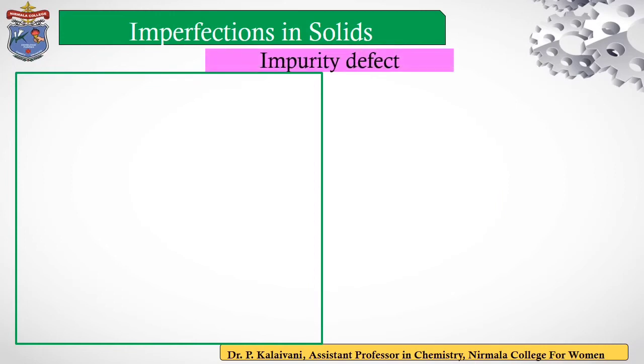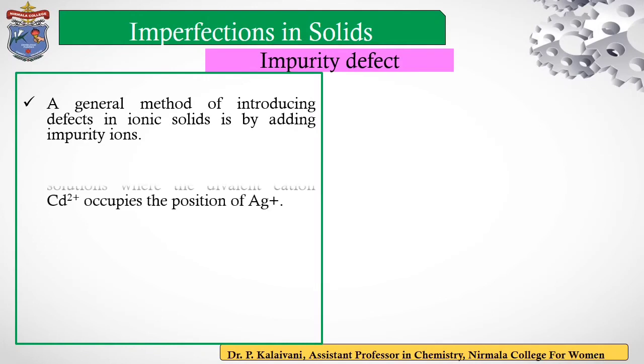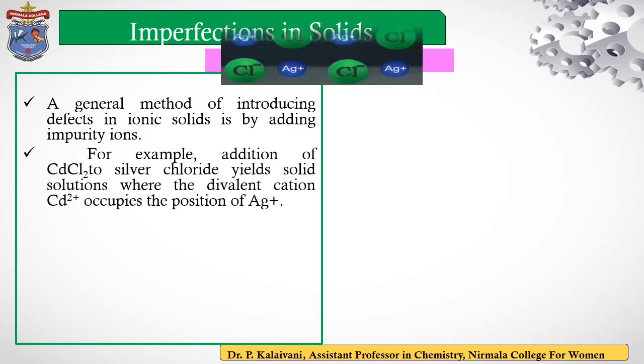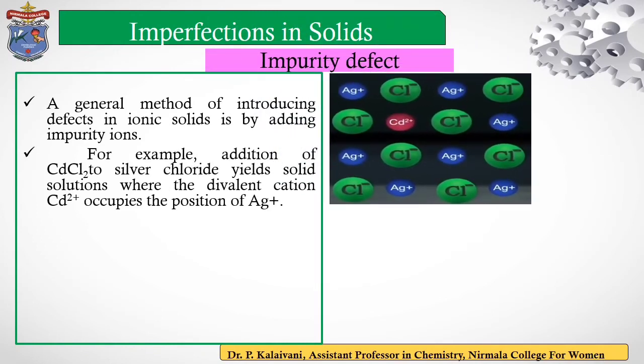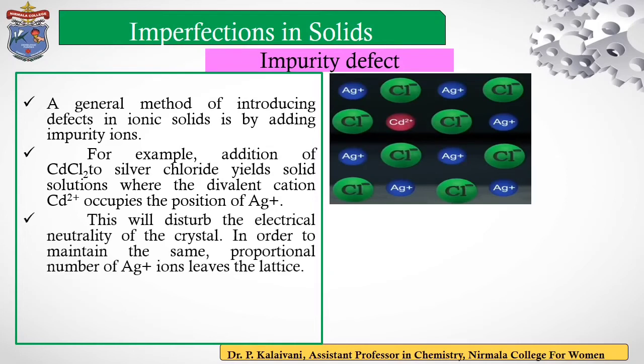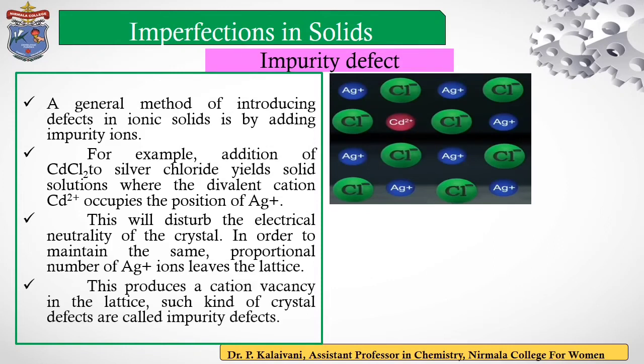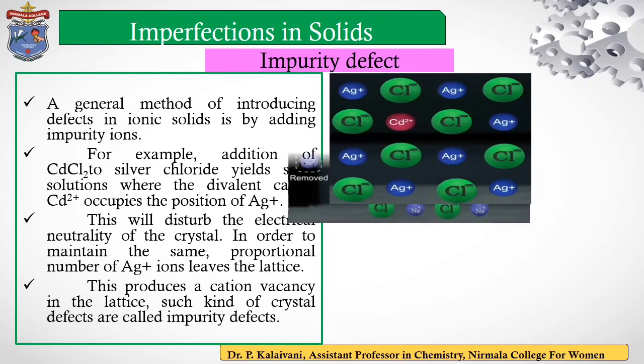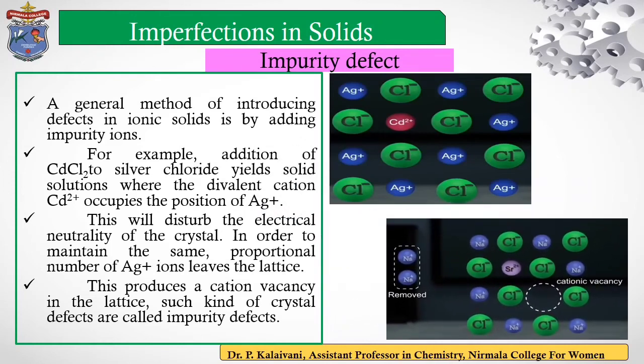The third type is impurity defect. It is created by addition of impurities. For example, addition of cadmium chloride to silver chloride yields solid solution where the divalent cation Cd2+ occupies the position of Ag+. This will disturb the electrical neutrality of the crystal. In order to maintain the same, a proportional number of Ag+ ions leave the lattice. This produces a cation vacancy in the lattice. Such kind of crystal defects are called impurity defects.